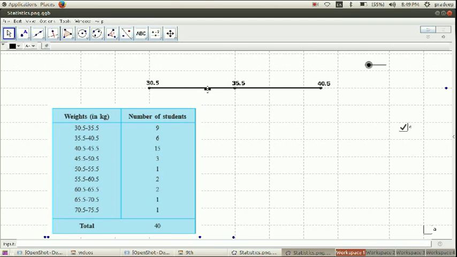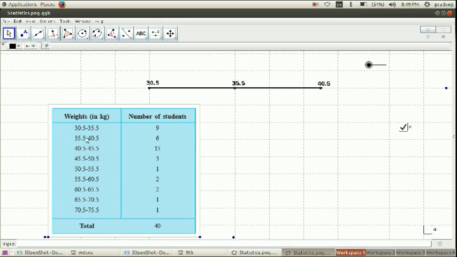Here 35.5 is the end point or the upper limit of the first class, and the lower limit of the second class. Therefore, this 35.5 cannot be included in both the subintervals. Therefore, it should be excluded from one of these intervals.